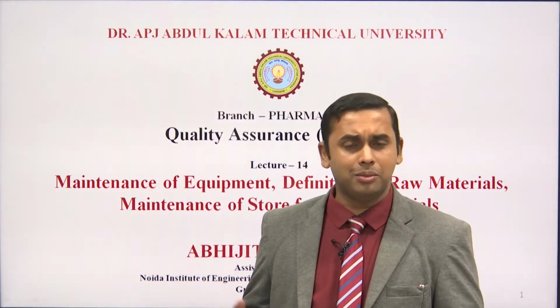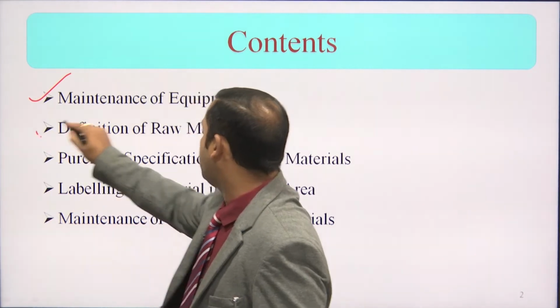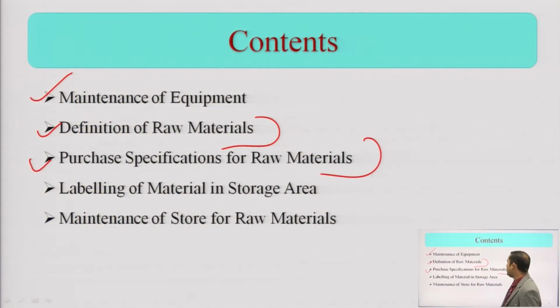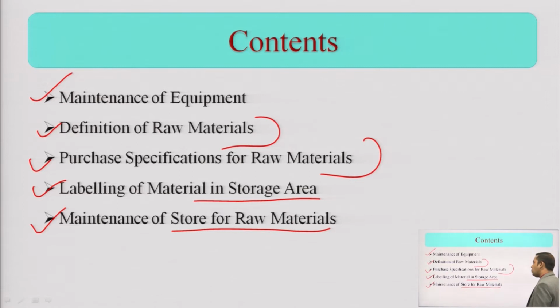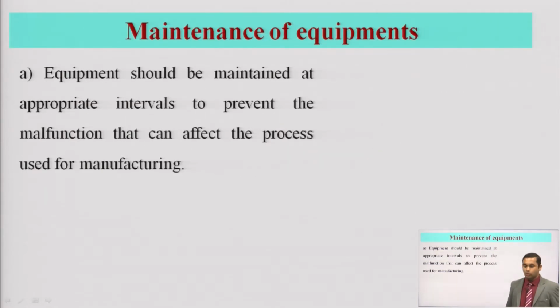I am going to tell you how you can do the maintenance of your equipment, what the raw materials are, and how you can assemble all those things. So, you are going to learn maintenance of the equipments, definition of the various raw materials and purchase specification of the raw materials, labeling of the maintenance material in storage area, and maintenance of the store and raw materials. So, let me start with the maintenance of the equipments.